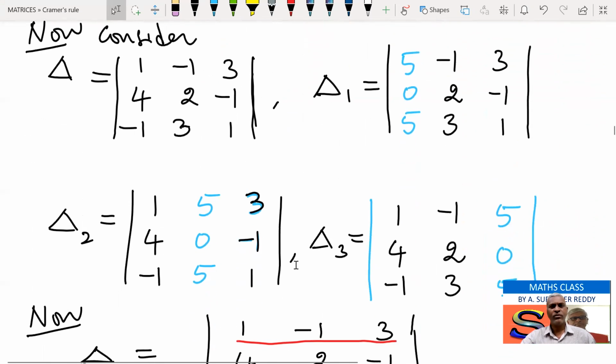Consider the 4 determinants. The first one, determinant of the coefficient matrix A.